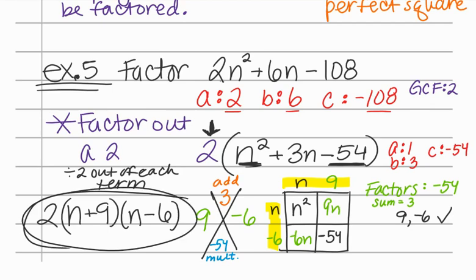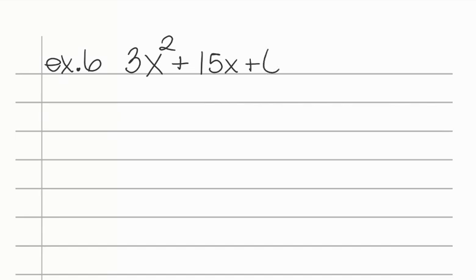So we get 2 times the quantity n plus 9 times the quantity n minus 6. All right, let's do another example. Just going to do a little bit of practice together. 3x squared plus 15x plus 6.